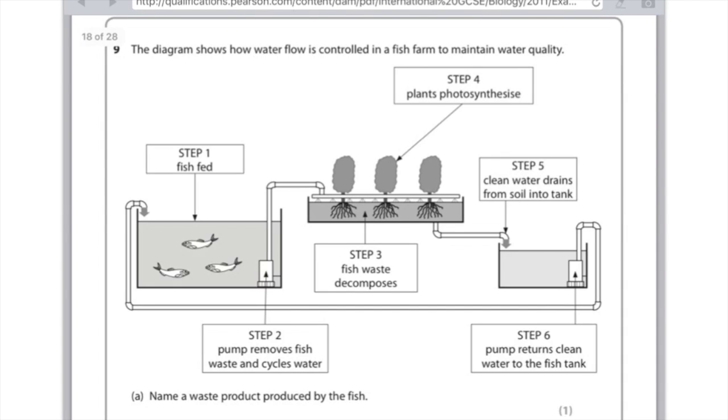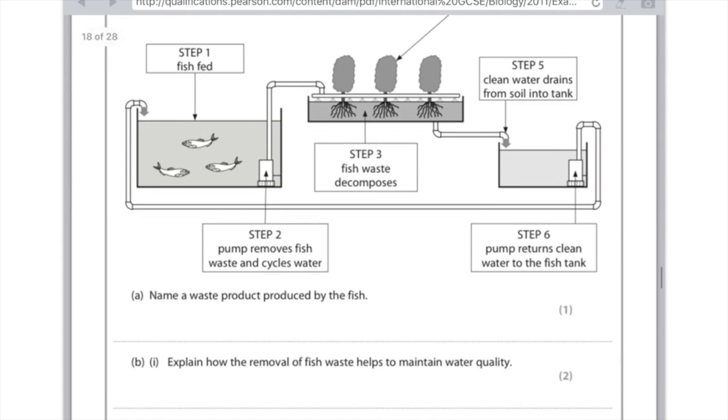Question 9. The diagram shows how water flow is controlled in a fish farm to maintain water quality. Step 1, fish are fed. Step 2, the pump removes fish waste. Step 3, fish waste decomposes. Step 4, plants photosynthesize. Step 5, clean water drains from soil into the tank. Step 6, the pump returns clean water to the fish tank. How clever. Name a waste product produced by the fish.